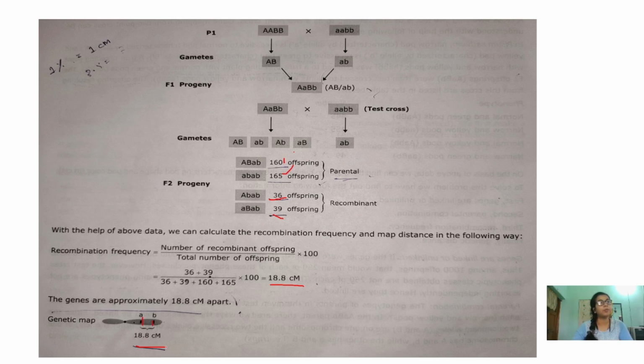By this you can also know the recombinant frequency, that is 18.8%. You just need to convert it into percent. 18.8% is the recombinant frequency and 18.8 cM is the distance between the genes. By this you just need to know what is the parental combination and which is the recombinant combination, and put in the formula. By this you can calculate the gene distance or gene map.